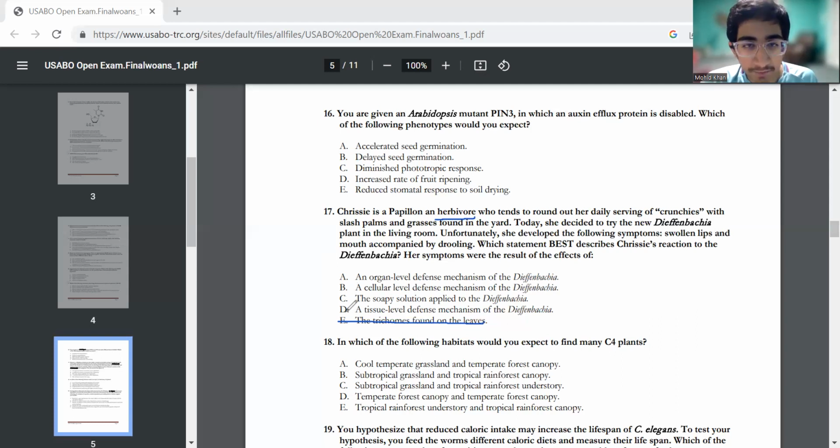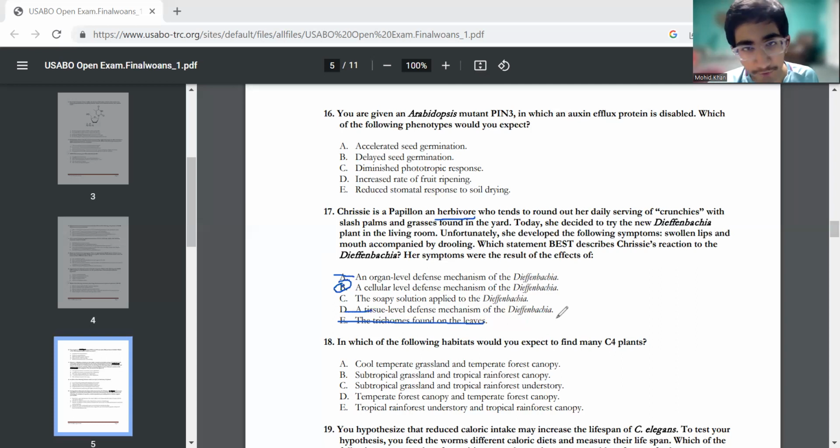This is not a tissue level, not an organ level, but in fact, it's a cellular level defense. They're going to produce a compound which could be like an amino acid. It could be a certain chemical which they release, and then the herbivore takes that in, which affects them. And that is definitely a cellular level defense. It's not something that happens at an organ level.